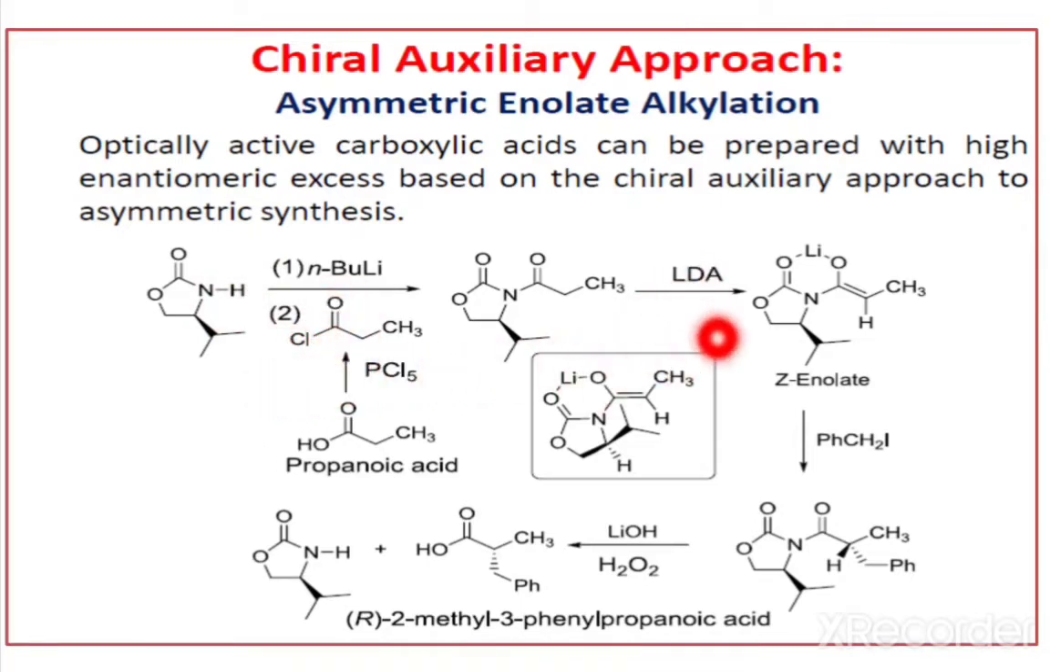Now the next, LDA will abstract this more acidic proton, and here we get the enolate ion. We call it the Z enolate. Now next, there will be addition of this electrophile. After addition of the electrophile, LiOH in the presence of H2O2 removes the chiral auxiliary and we finally get the product.